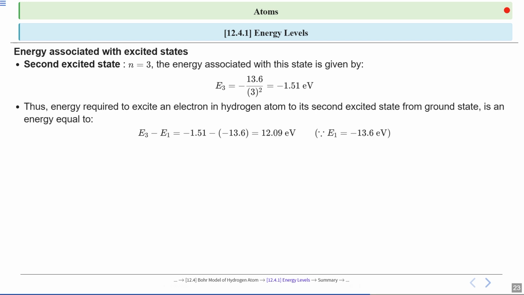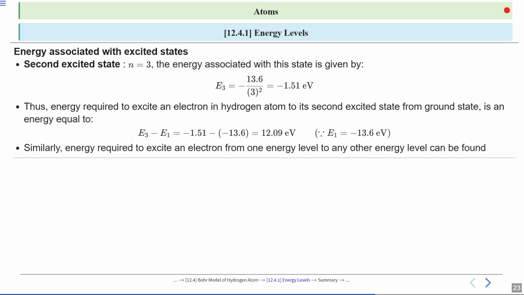So let's do the calculation. E3 minus E1 equals negative 1.51 minus negative 13.6, which is 12.09 electron volts. This means we need to supply 12.09 electron volts of energy to move the electron from the ground state to the second excited state. Remember, E1 is negative 13.6 electron volts for hydrogen.